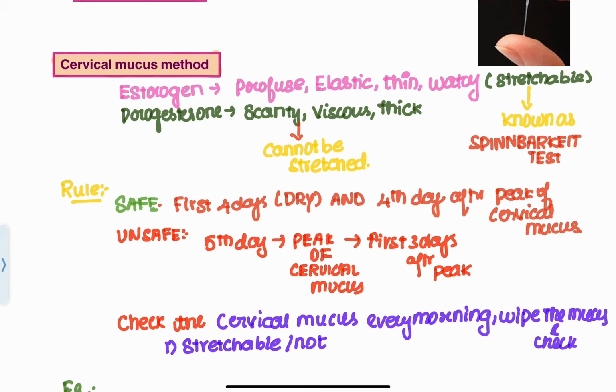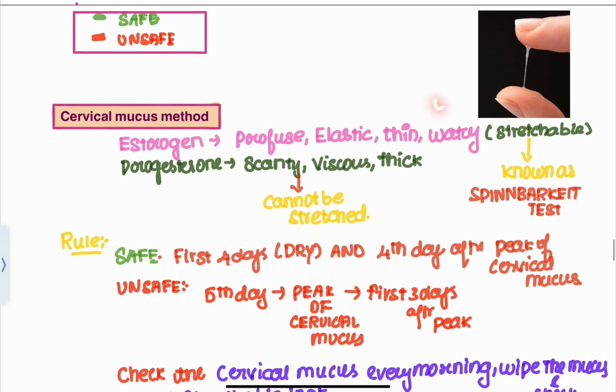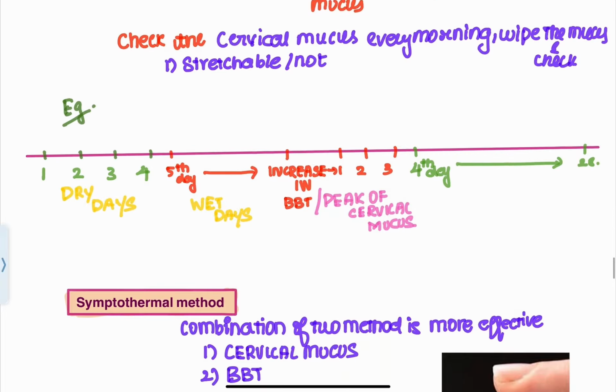It is clear, students. See, cervical mucus method, you're going to ask the female, after waking up every morning, to take a tissue paper and just wipe the cervical mucus. You check the consistency of the cervical mucus, whether it is thin, watery, elastic, profuse, viscous, thick, and whether it is stretchable or not. If it is stretchable, it is under the influence of estrogen and ovulation has not occurred until now. If it is not stretchable, it is thick and viscous, it means that ovulation has occurred, and anytime around the ovulation, she is not supposed to have any act of coitus to prevent pregnancy. It is as simple as that.